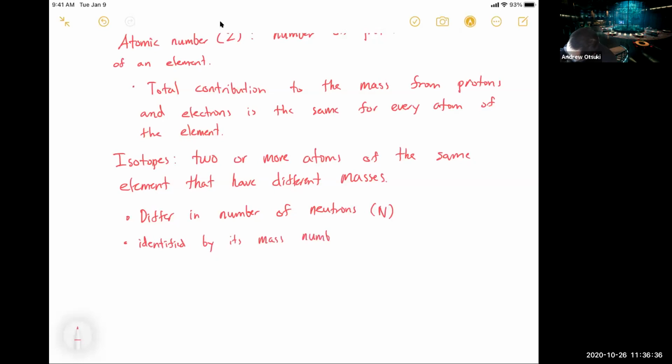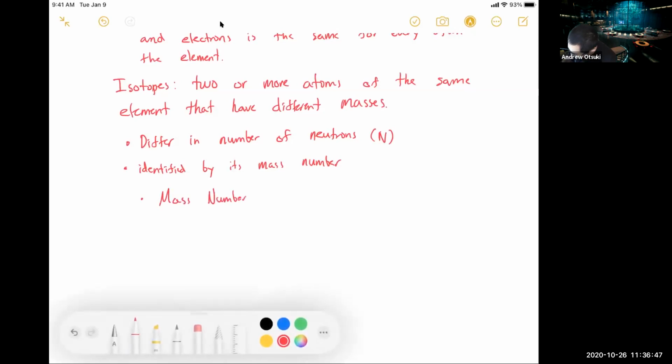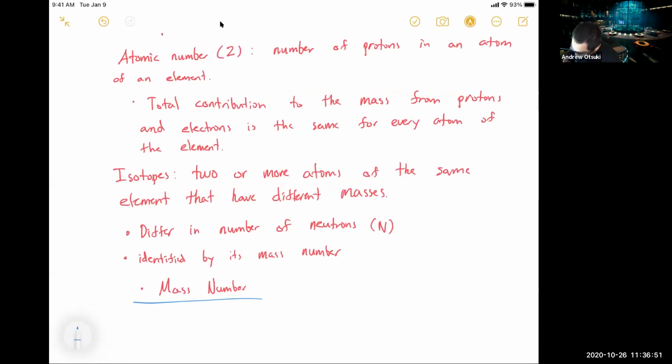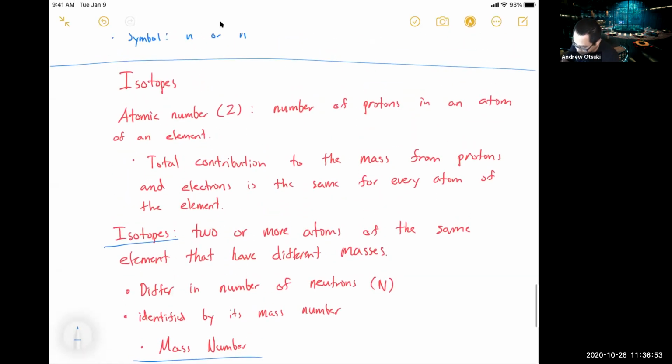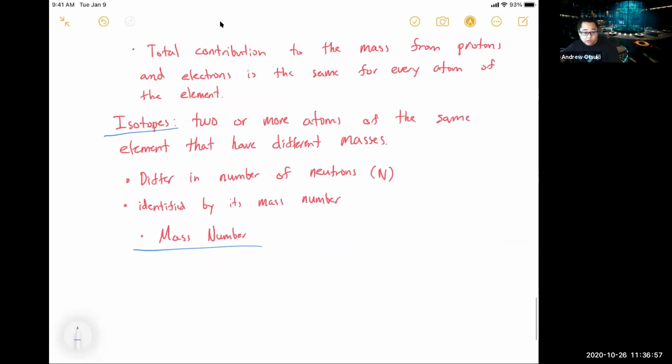And we'll talk about how to calculate that. Let me just highlight a few terms here: mass number, isotopes, atomic number. So just know those definitions.